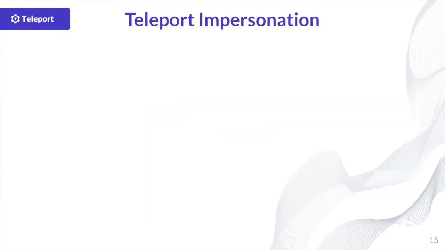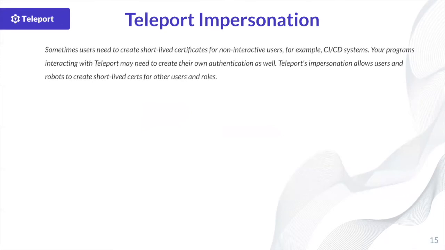So we want to be able to protect this with something like Teleport. We're going to use what's called Teleport impersonation. And our definition of it, as I'm going to read it here, says: sometimes users need to create short-lived certificates for non-interactive users, for example, CI/CD systems. Your programs interacting with Teleport may need to create their own authentication as well. So Teleport's impersonation allows users and robots to create these short-lived certificates for other users and roles. And that's right off our documentation around Teleport.